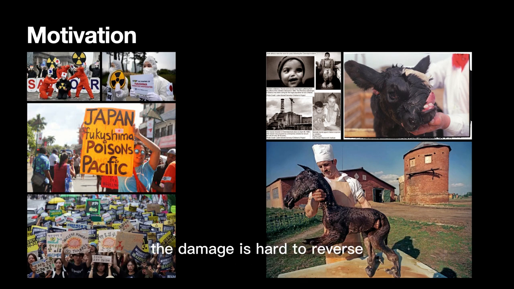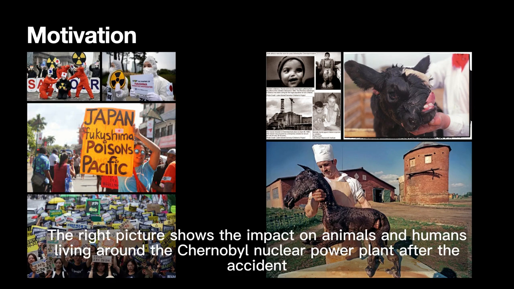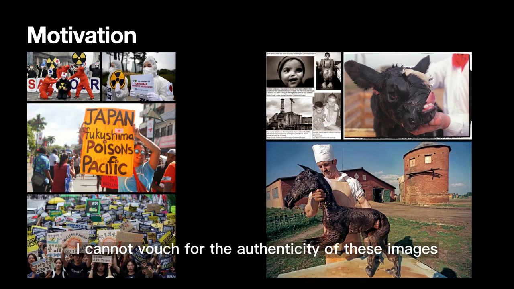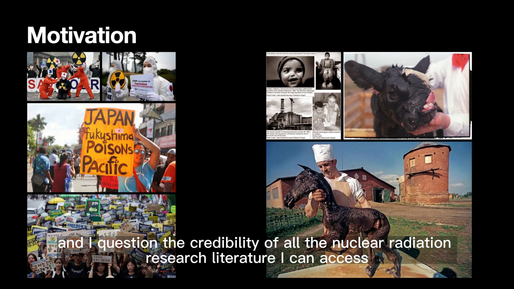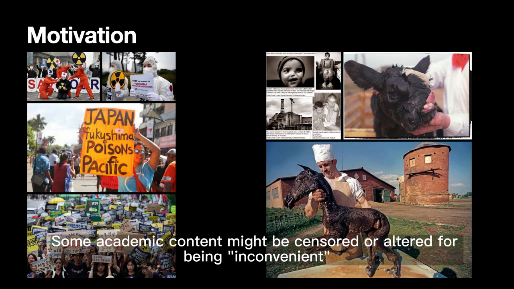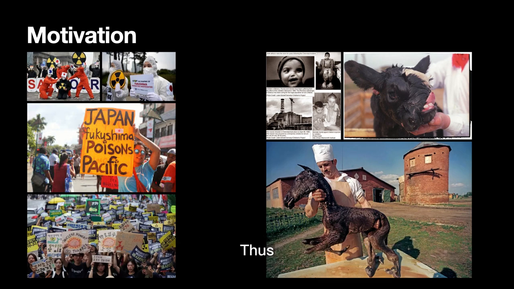is hard to reverse. The right pictures show the impact on animals and humans living around the Chernobyl nuclear power plant after the accident. I can't vouch for the authenticity of these images, and I question the credibility of all the nuclear radiation research literature I can access. Some academic content might be censored or altered for being inconvenient. Thus, I can only think of the worst case scenario.